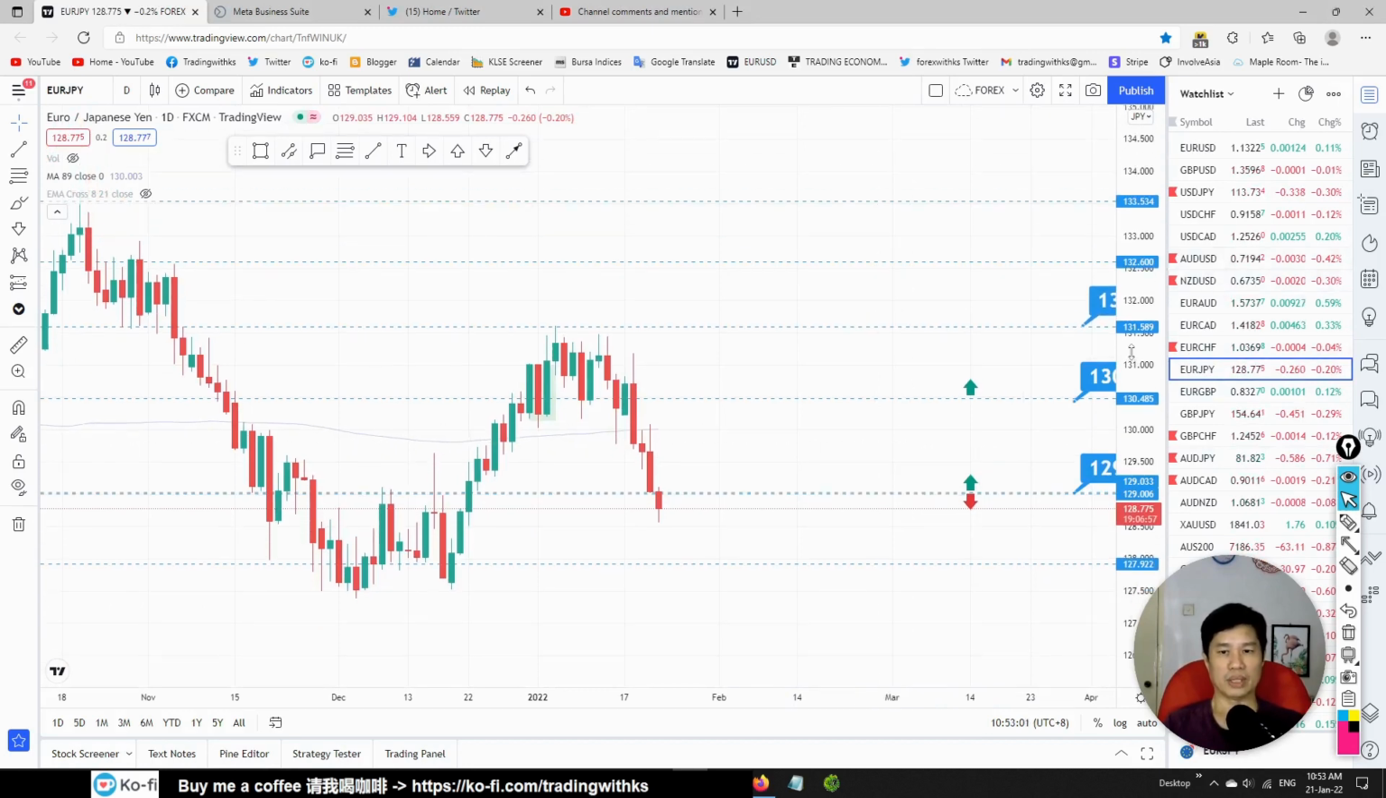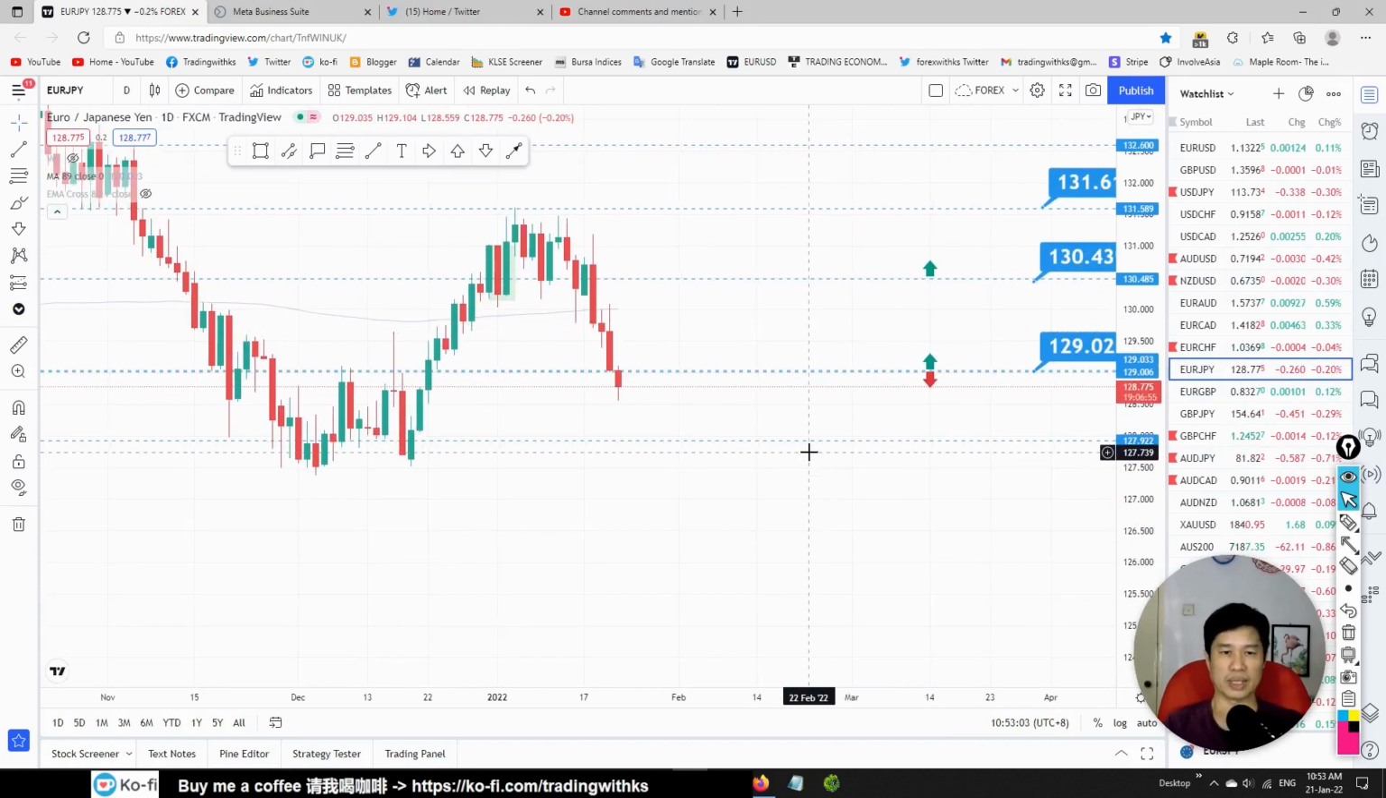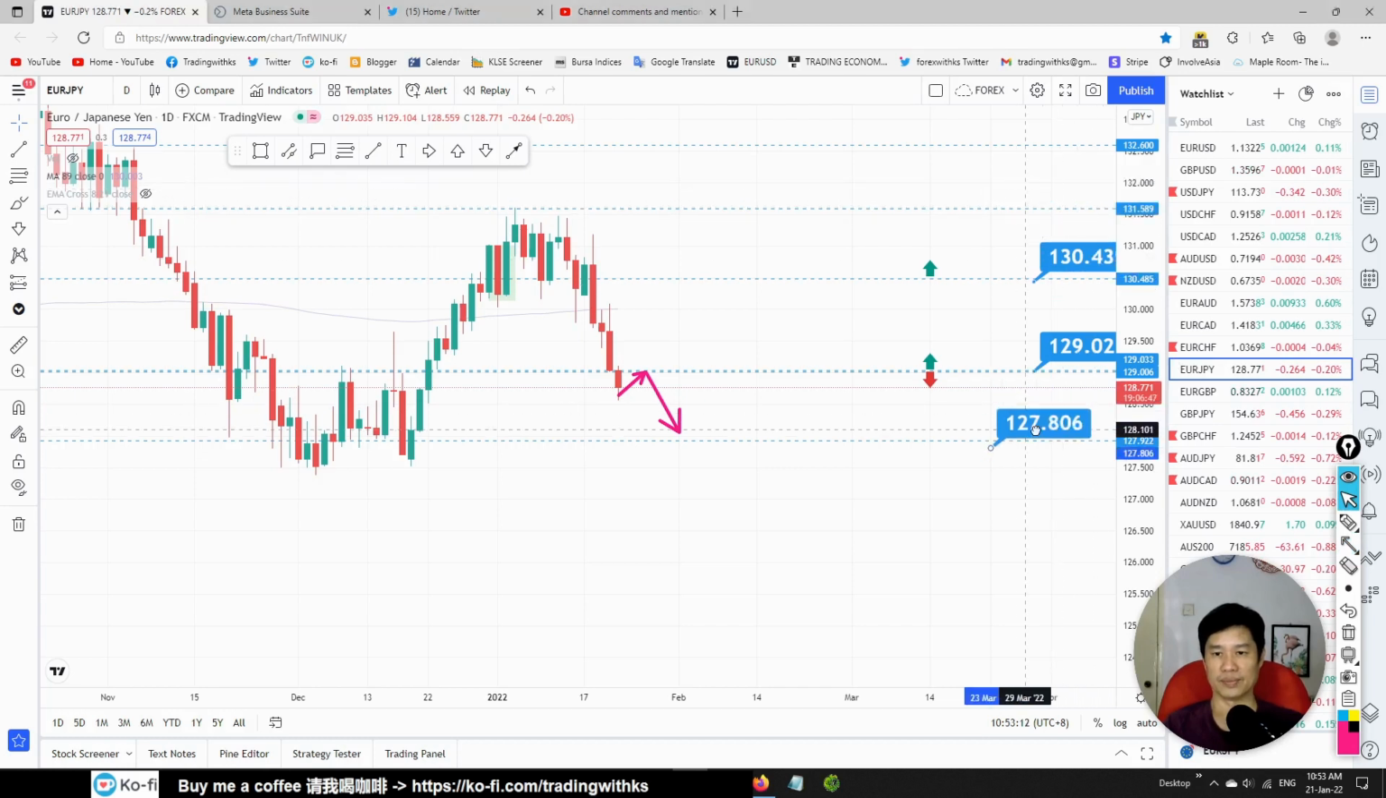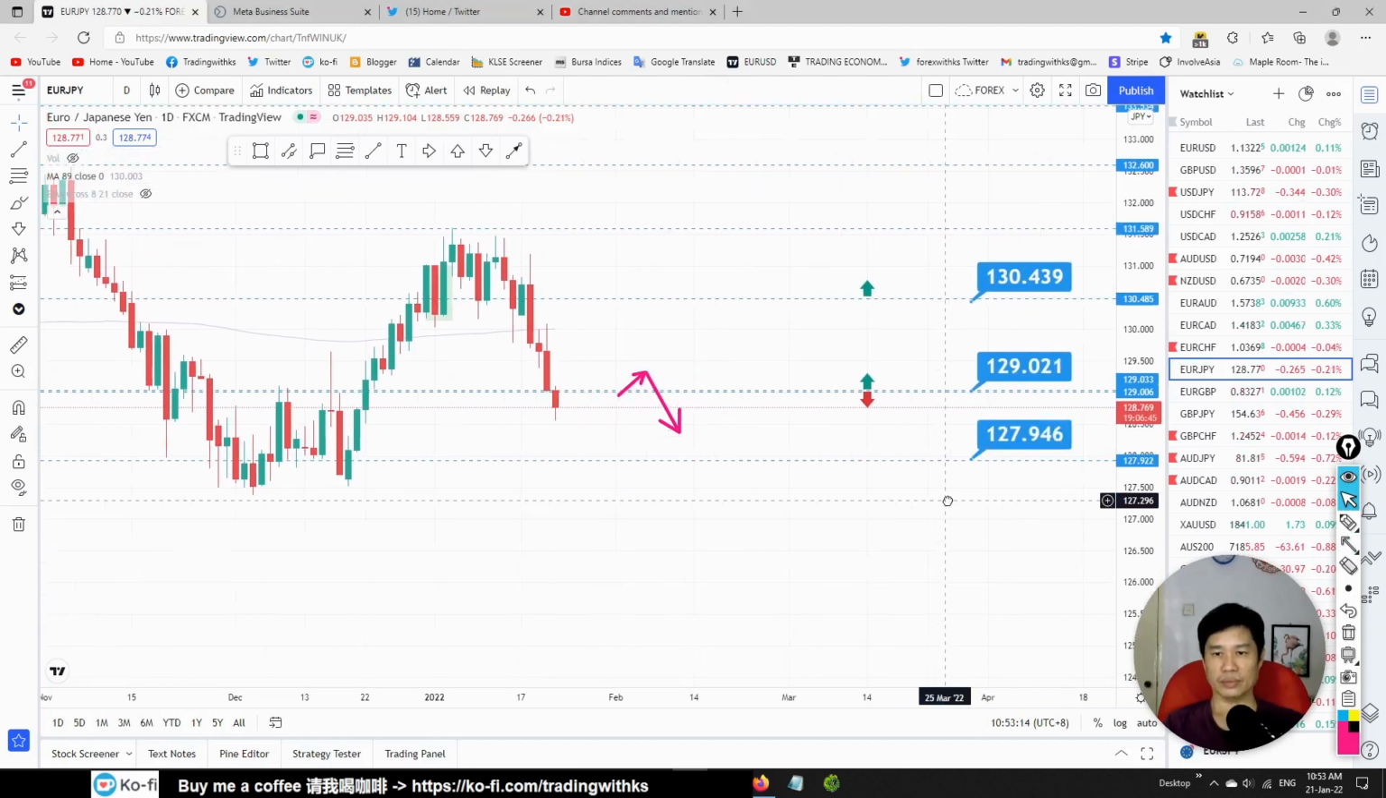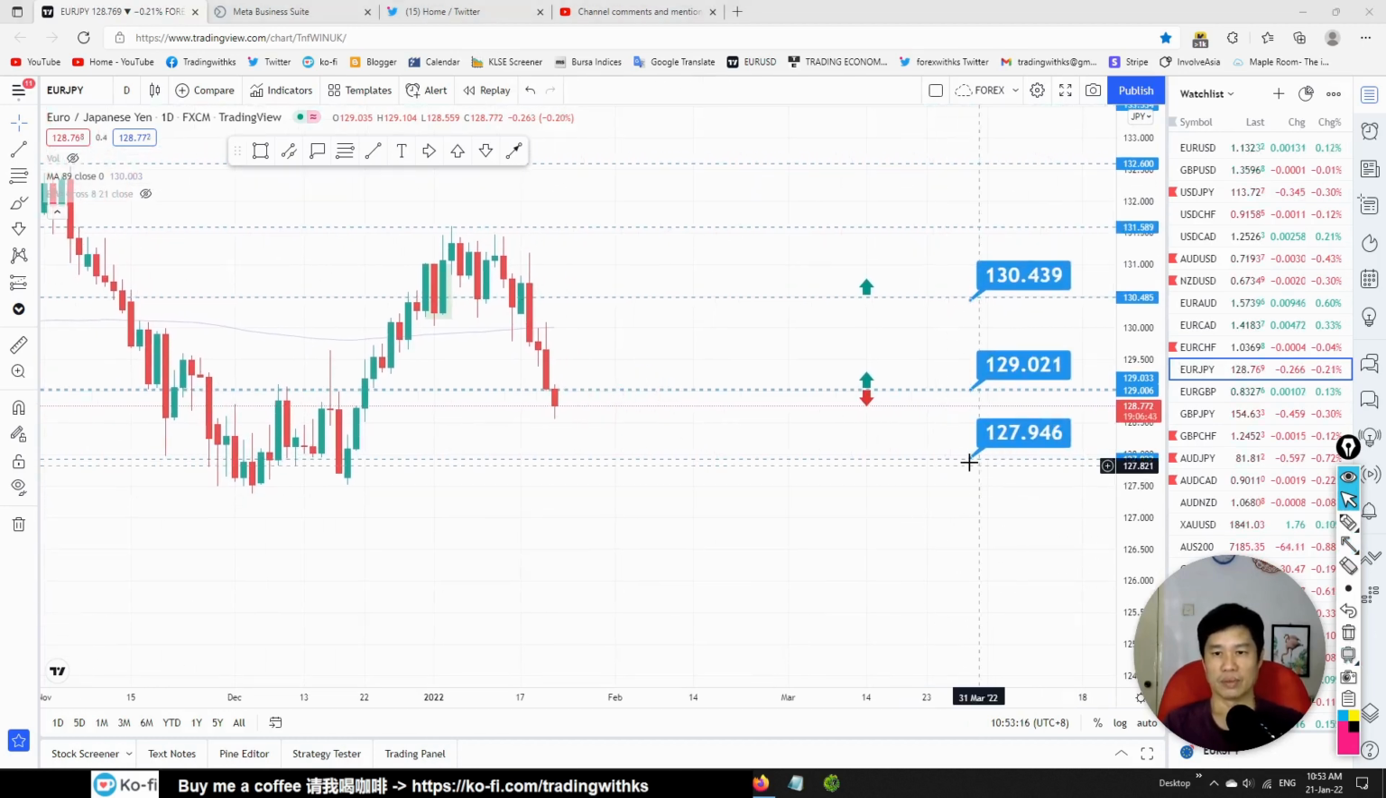Euro JPY, we know JPY is on a tear now, very strong. So it broke through our bias line. So wait for a retest of the bias line for the sell opportunity towards the next target, which is 127.946. Wait for a retest resumption for another sell opportunity. So there's another sell opportunity.